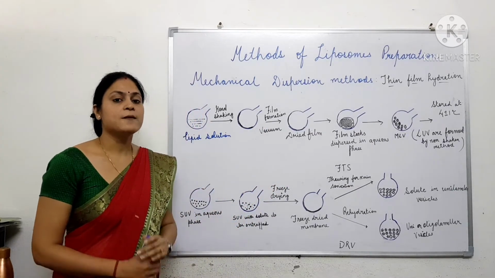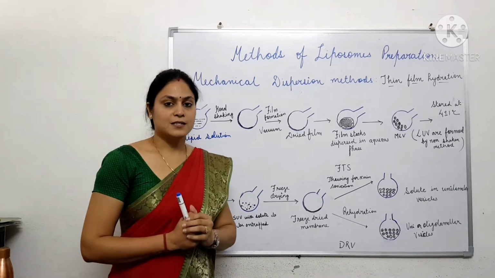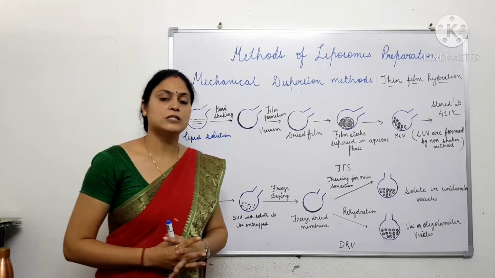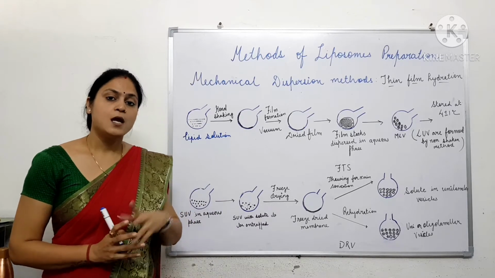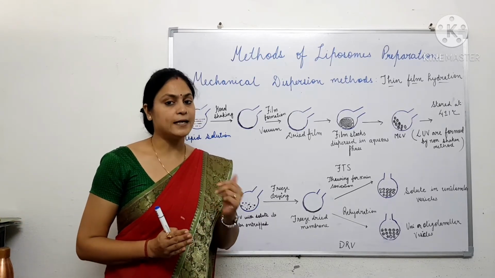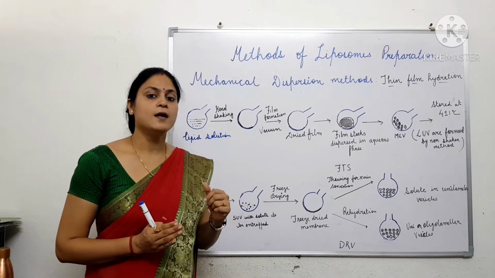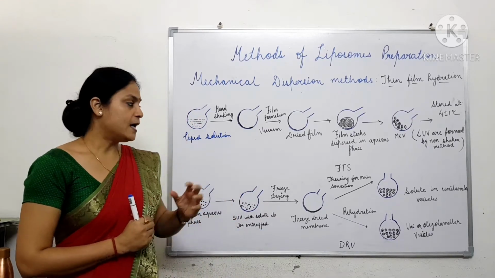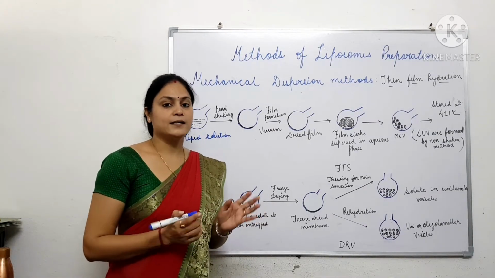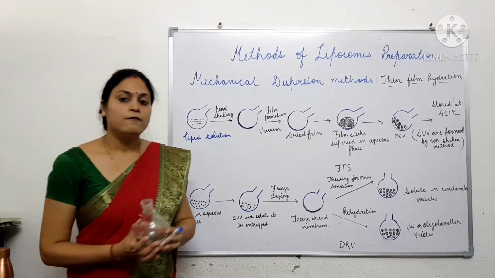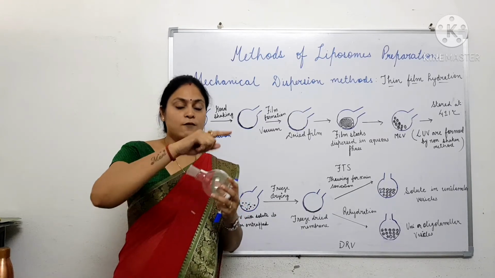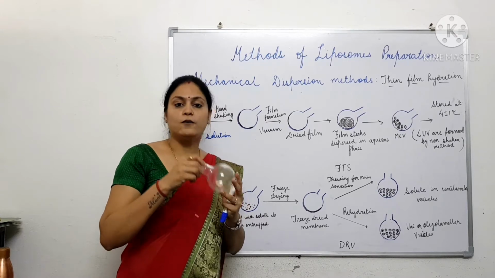In this technique, initially lipid is first dissolved. All the lipidic components of liposomes are first dissolved in an organic solvent. If the drug to be incorporated is lipophilic, then that drug is also dissolved in the organic solvent. Then the film of lipid is cast onto the round bottom flask. This type of round bottom flask is used for casting the films of lipid onto the wall of this flask.